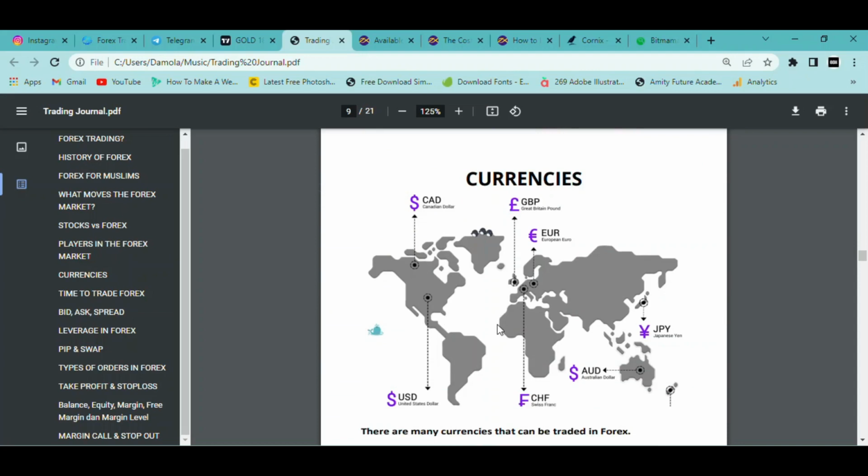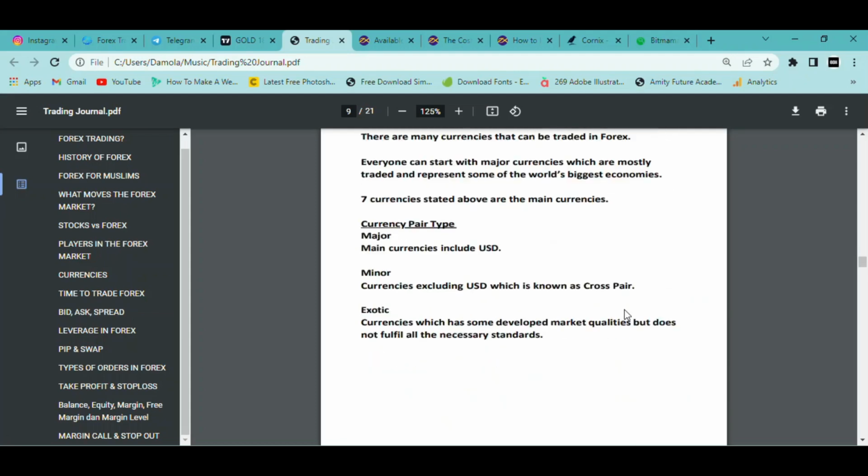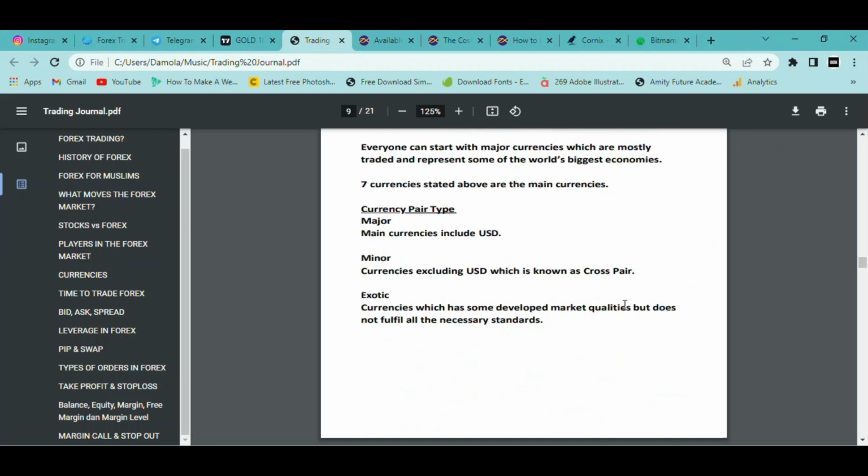Now these are the main currencies. There are a lot of currencies that can be traded in the Forex market. You have the Canadian dollar, Great Britain pound, the US dollar, the Swiss franc, the Australian dollar, the Japanese yen, and so on and so forth. You can also trade some other instruments, like gold, CFDs, oil, and all of those things. We're going to talk about that later on.